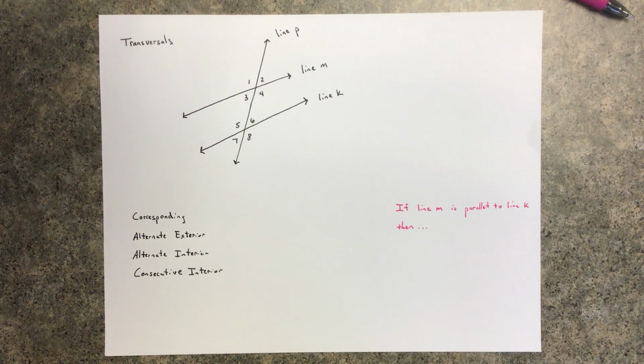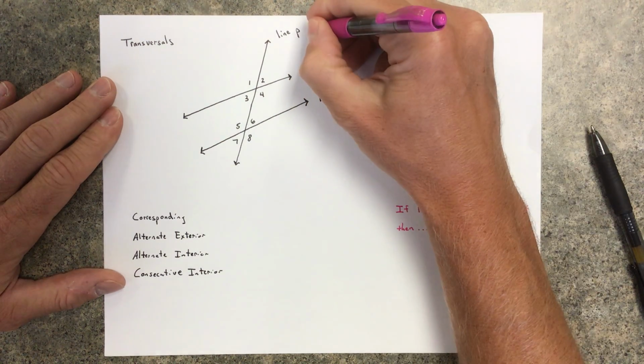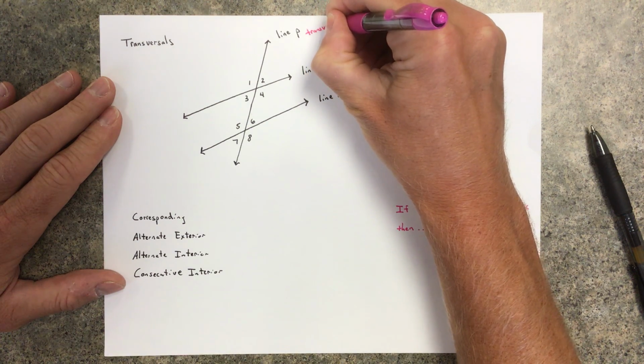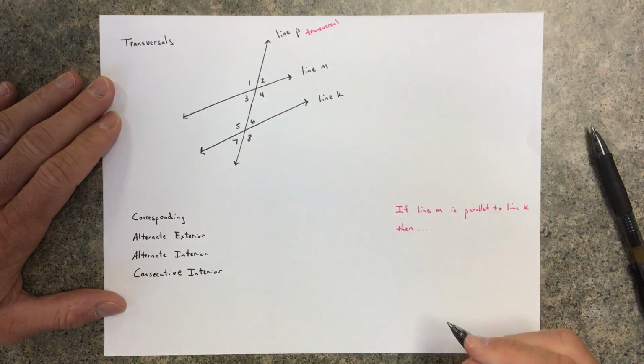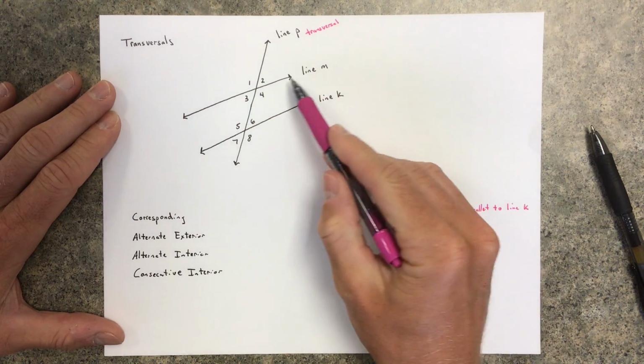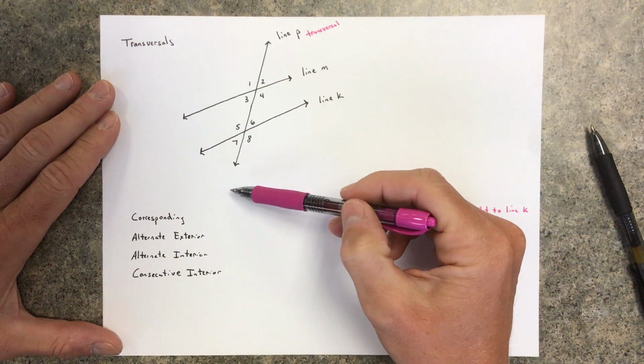All right, let's do a video on transversals. So what we have here is that line P is the transversal. And a transversal is a line that cuts across two other lines. So we have line M, line K, and then we have the transversal, line P.